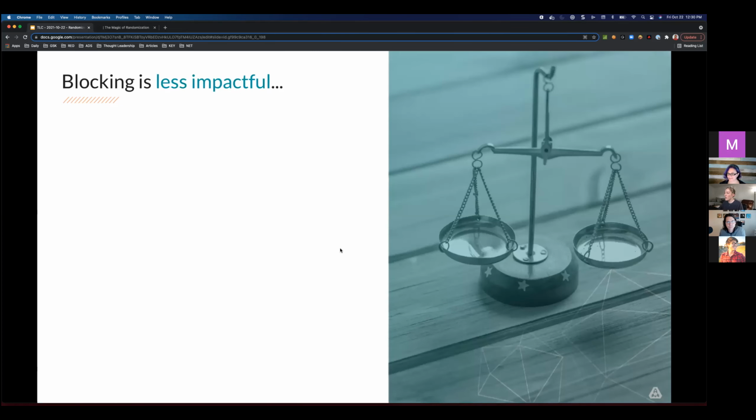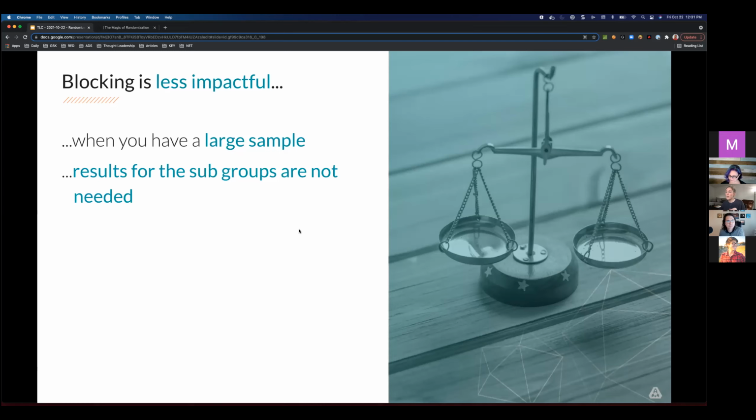Now, blocking, though it is powerful and helpful, sometimes it's just not as impactful. And maybe it's not worth the added work around it. So if you have a large sample, kind of like we showed in the simulator, you have the law of large numbers on your side, much more likely that heterogeneity is going to balance out between your two groups. The other time is if you don't actually need those mini experiments to be run, if you don't need results at that block level, and you don't know if the covariate's really predictive, maybe you don't need to do blocking.